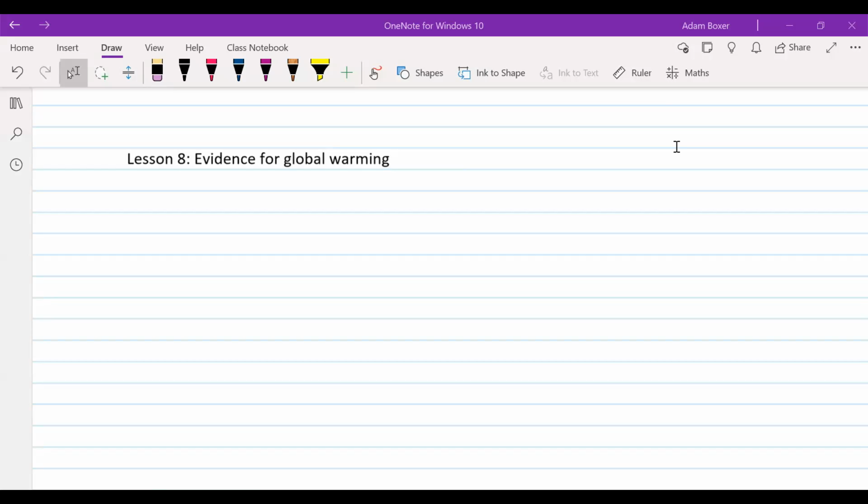Today we are going to be looking at evidence for global warming. This is lesson 8 in our series on Earth's atmosphere. We've been looking at how carbon dioxide is a greenhouse gas.